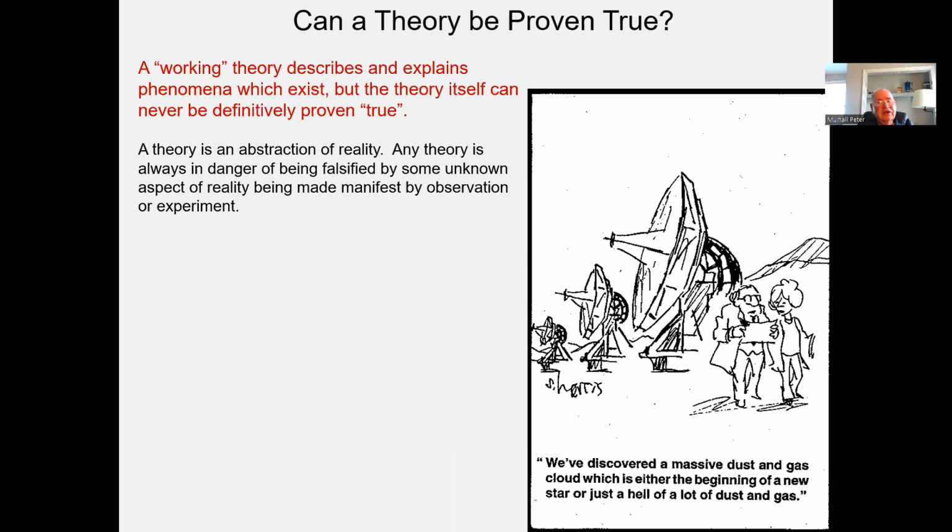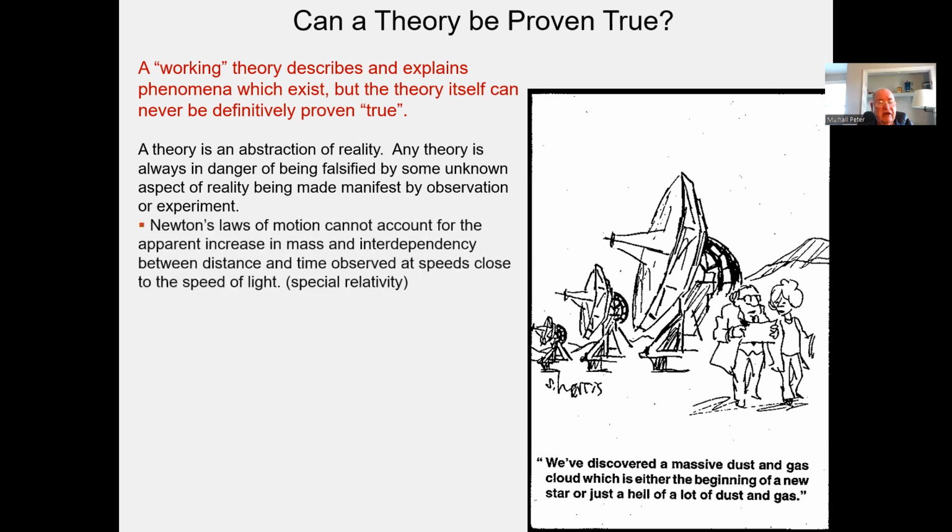We realize that a working theory describes and explains phenomena, but really what is a theory? It's really at base an abstraction of reality. A theory is always in danger of being falsified, right, by some unknown aspect of reality cropping up out of nowhere, like all of a sudden discovering the bulge of the Earth, something that was not suspected. So an experiment or something coming just out of phenomena can always shake the foundations of a theory by showing something to be true, predicting something to be true, which the theory cannot account for.